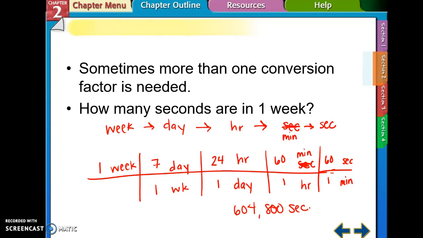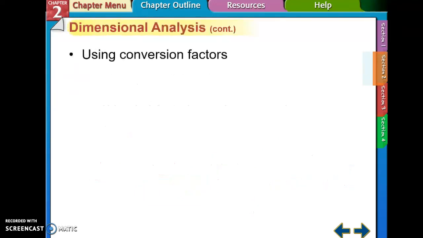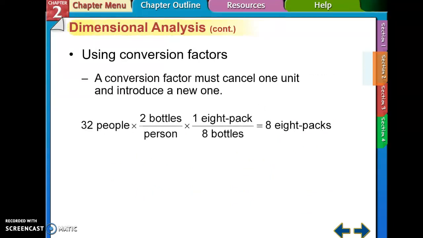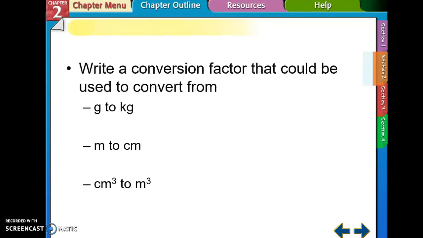So that is how we do dimensional analysis. And next time we are going to talk about how to use our conversion factors. And we know that they have to cancel units. So next time we're going to talk about how to use our metric conversion factors.